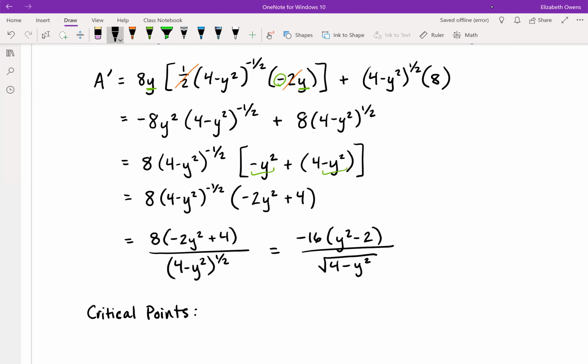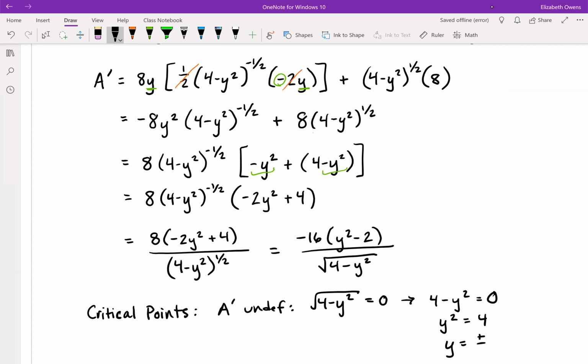Okay, so critical points. First, let's start off with where our derivative would be undefined. That would be if the square root of 4 minus y squared equaled 0, which would lead to 4 minus y squared equaling 0, y squared equaling 4, and so y equaling plus or minus 2.